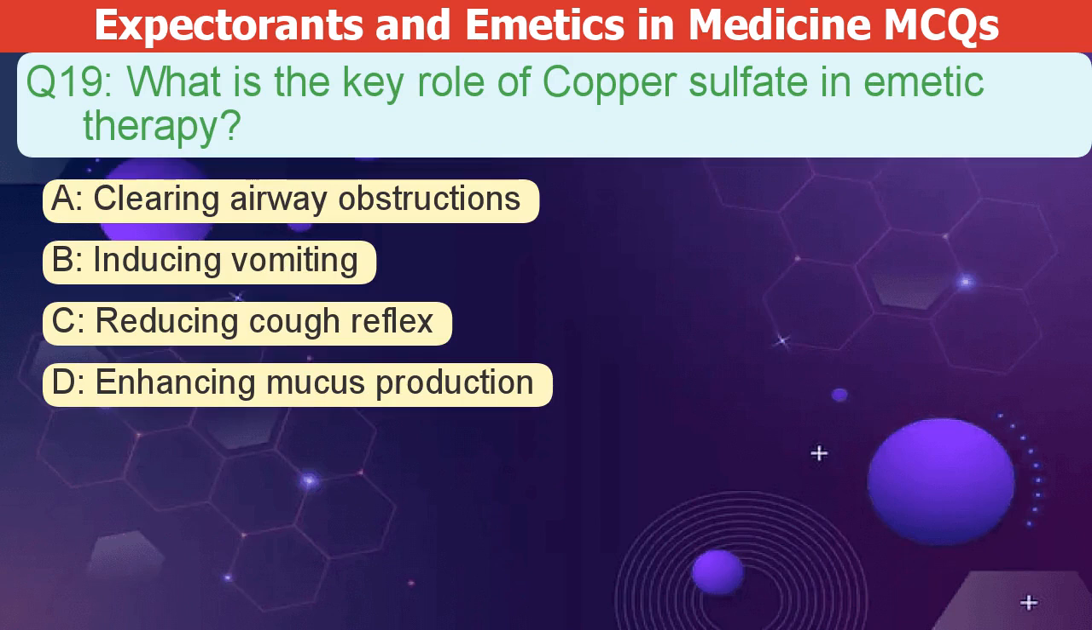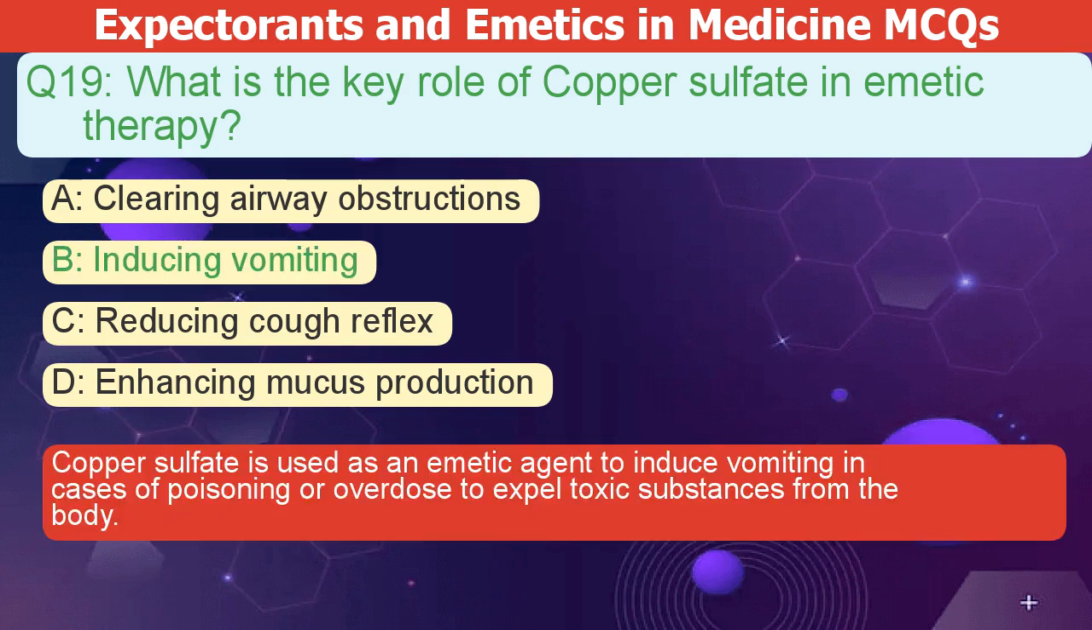What is the key role of copper sulfate in emetic therapy? A. Clearing airway obstructions. B. Inducing vomiting. C. Reducing cough reflex. D. Enhancing mucus production. The correct answer is B. Copper sulfate is used as an emetic agent to induce vomiting. This helps expel toxic substances from the body in cases of poisoning or overdose.